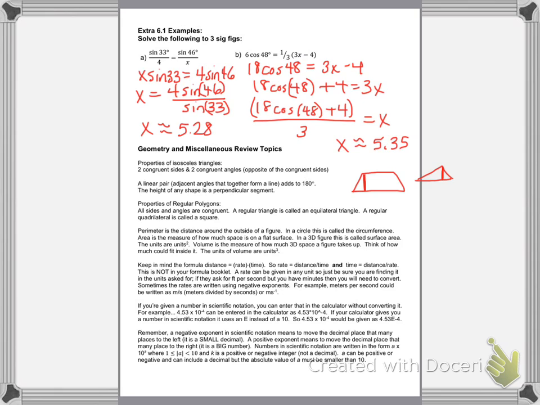Perimeter, some of your questions later on they'll ask you to find the perimeter. That's the distance around the outside of a figure. Even if you know some of the segments on the inside, don't use those. Perimeter is just the outside. In a circle, the special name for that is the circumference.